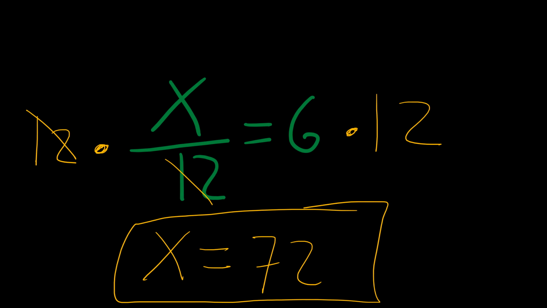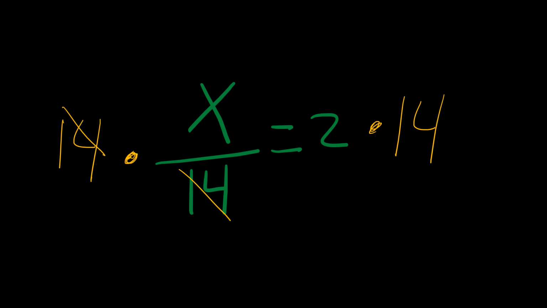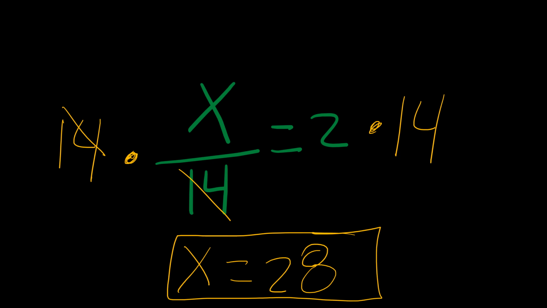Let's do another problem. We have x divided by 14 equals 2. So because the operator is telling us to divide, we have to multiply. So instead of dividing by 14, we're going to do the opposite, and we're going to multiply by 14. And if we multiply the left side, we have to multiply the right side. Right, so the 14 is going to cancel out with the denominator, and we'll just be left with x, and 2 times 14 is 28. So in this one, we get x equals 28.